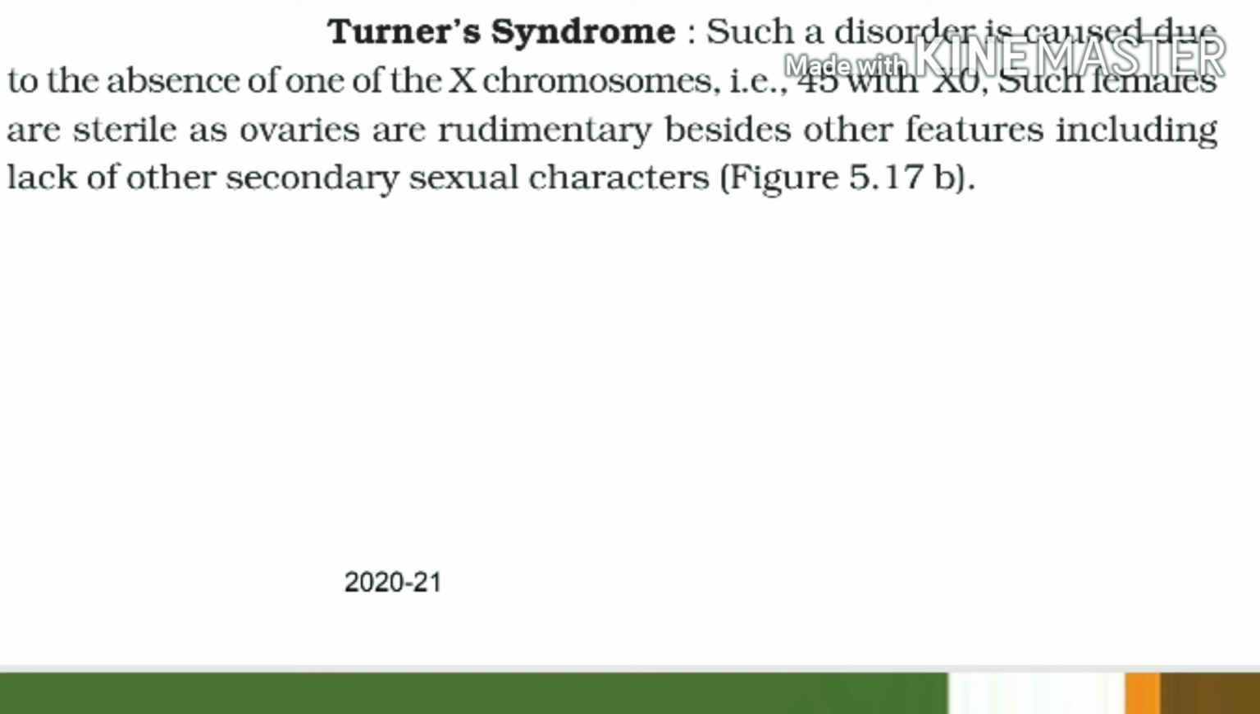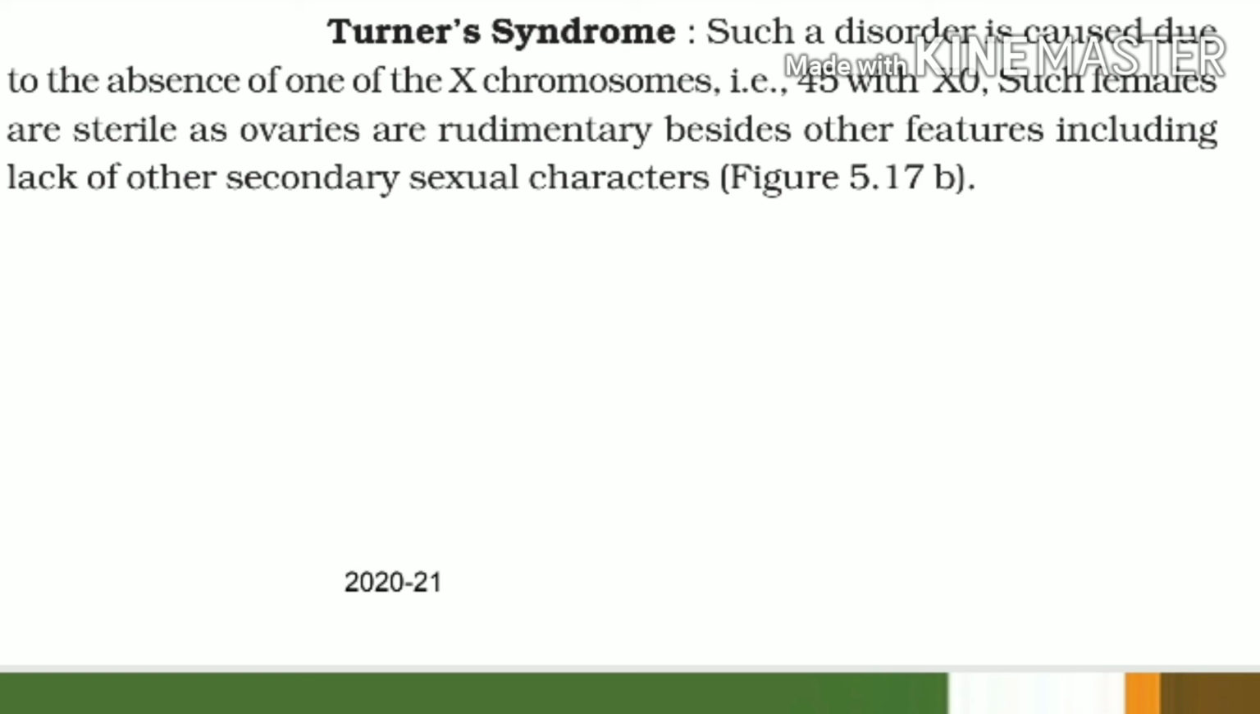Back to the text. Turner syndrome. Such a disorder is caused due to the absence of one of the X chromosomes, that is 45 with X0. Such females are sterile as ovaries are rudimentary, besides other features including lack of other secondary sexual characters.